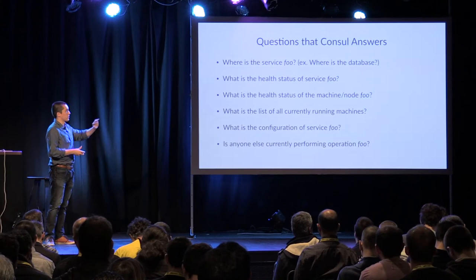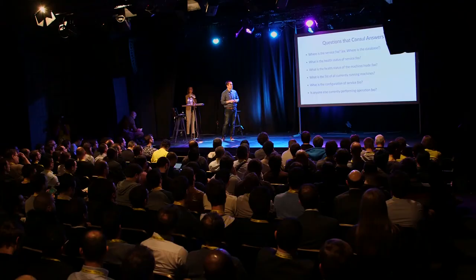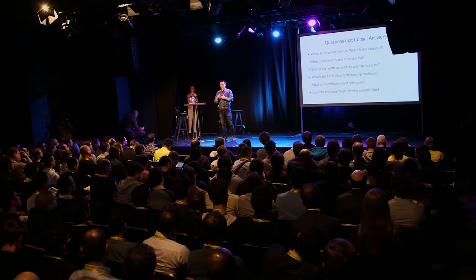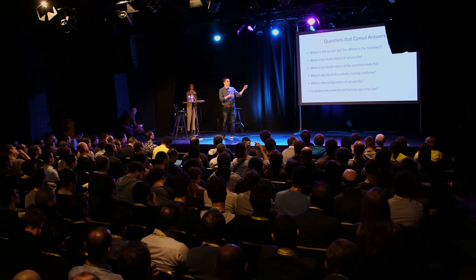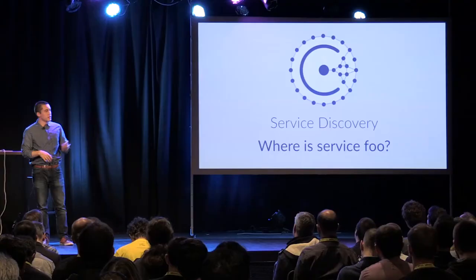What is the configuration of some service? So when a service comes online, the application comes online, it would ask Consul, am I in maintenance mode right now? Can this person use this feature right now? And it answers those questions. And then the last thing is, is anyone else currently performing an operation? So Consul gives you distributed locks. So you're able to lock something across your infrastructure and make sure, either leader election or only one person can hold the lock at a time. So we'll go over, again, in the deep dive, all this stuff. It's more like a preview of the deep dive.